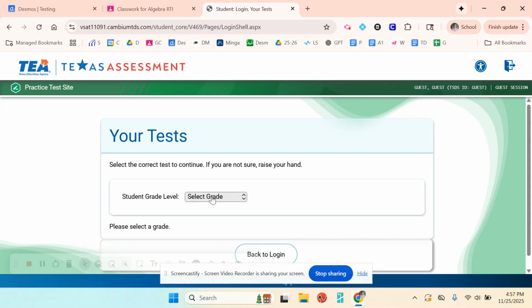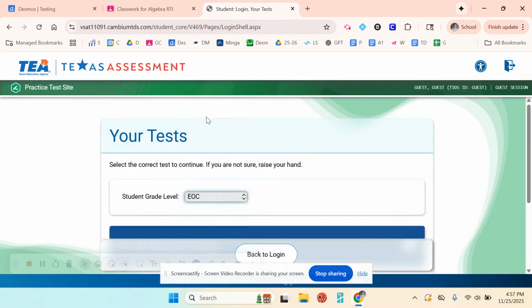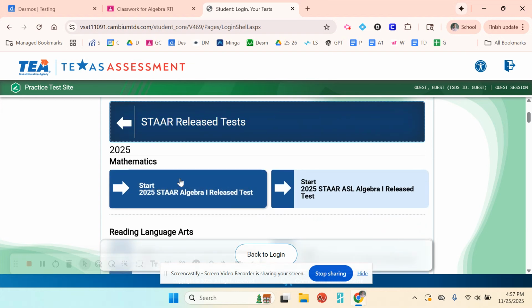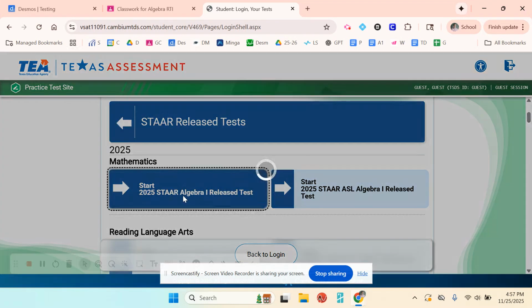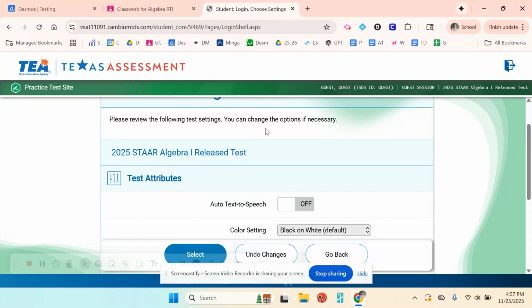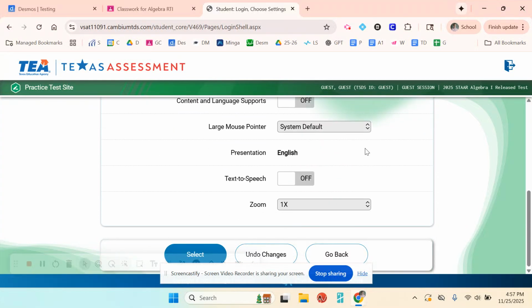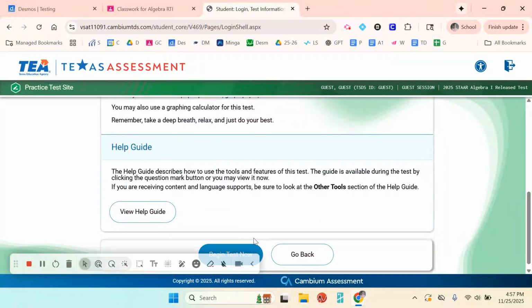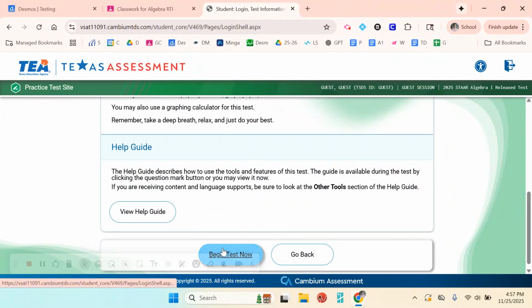Now, when it says Student Grade Level, you're going to hit this drop-down menu, and you're going to select EOC, the very first thing that drops down. And all that means is End of Course, which brings up all the STAAR tests. Now you want to click this very first thing as well, STAAR Release Tests, and we are going to select the very first thing on the left, the Released 2025 Algebra 1 STAAR Test. Now for the settings, you can mess with these if you want, but you can also change these once the test is actually started. So what I'm going to do right now is just hit Select and move on. And then since I have everything I need, I'm going to go ahead and hit Begin Test Now.